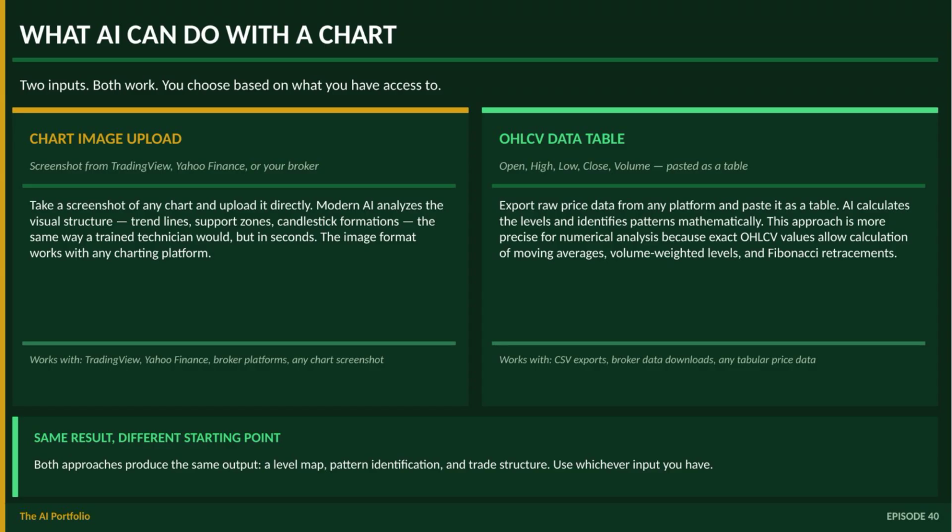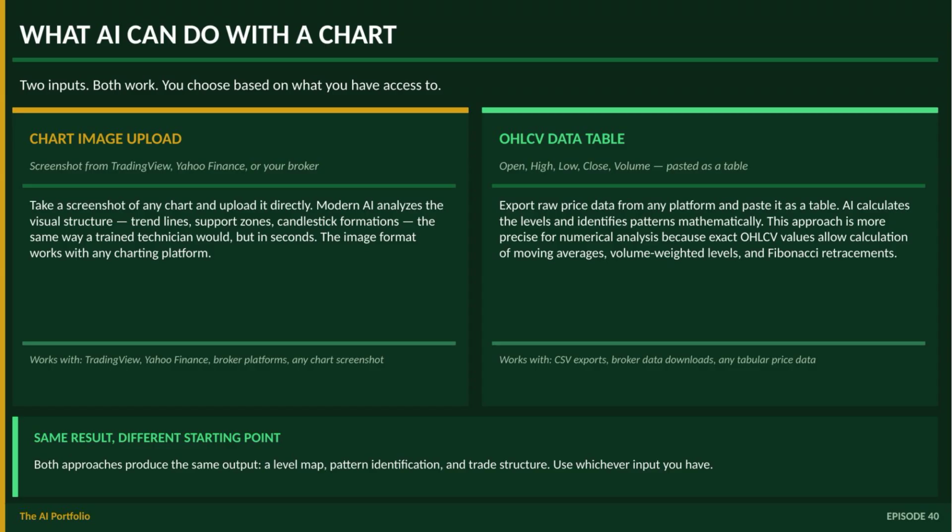Before we get into the prompts, let us be clear about what AI is actually doing here. Modern AI, including the free version of ChatGPT, can accept either an image of a chart or a table of price data. Both work. Which one you use depends on what you have access to. If you are working with a chart image from a platform like TradingView, Yahoo Finance, or your broker, you can take a screenshot and upload it directly. The AI will analyze the visual structure.